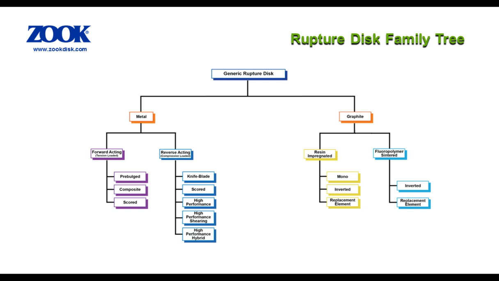The first division is based on material, either metal or graphite. Metal designs are divided into forward-acting or reverse-acting. The common characteristic of forward-acting disks is the foil the disk is made from is placed in tension when exposed to the system pressure. Burst is initiated when the tensile properties of the foil are overcome by the system pressure. For this reason, they are also known as tension-loaded disks.